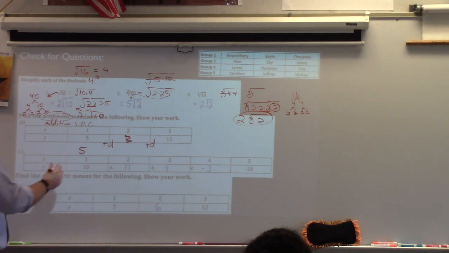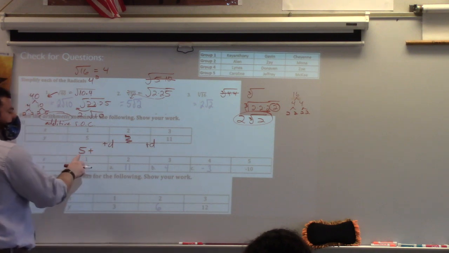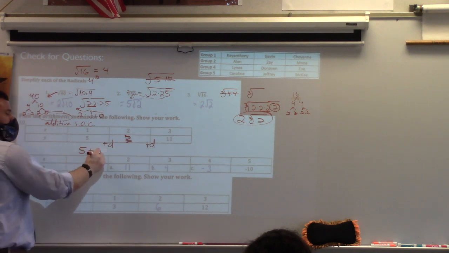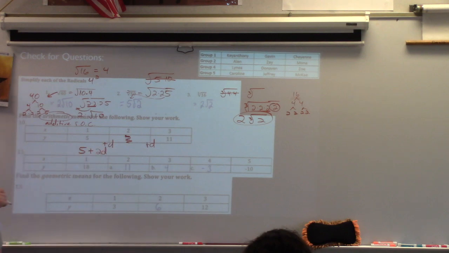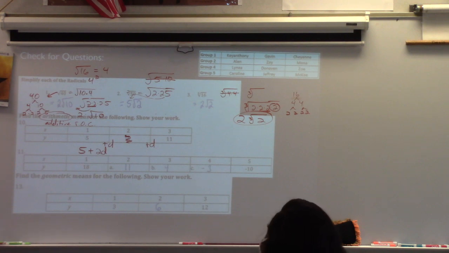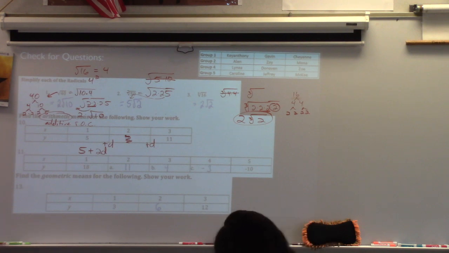But I'm adding. How would I indicate that I'm adding d twice? Multiplication. So times 2d. Yeah, 2d. We're starting at 5, then we're adding our common difference twice. After we add our common difference twice, what do we get to? 11.